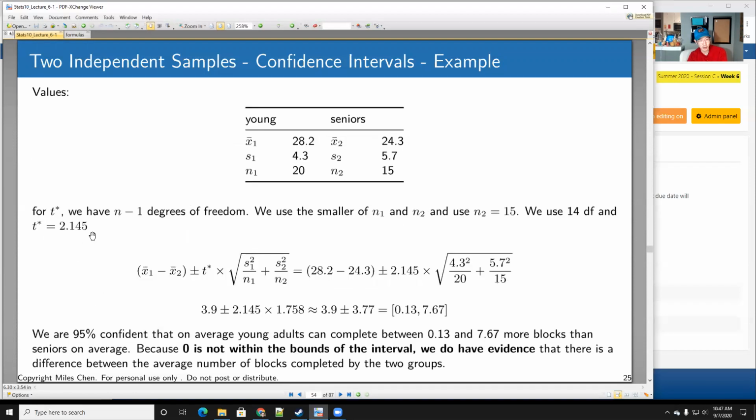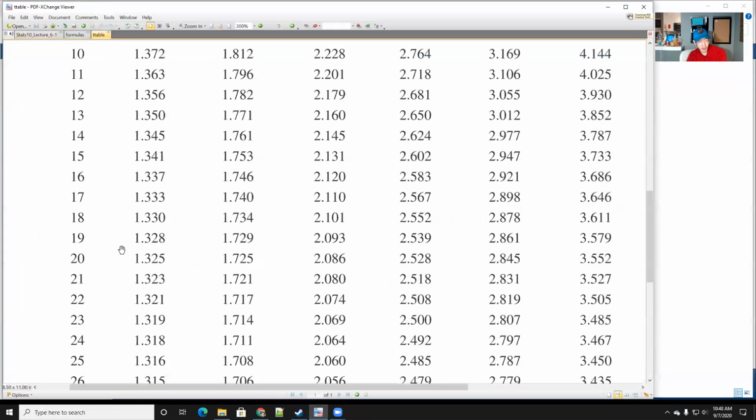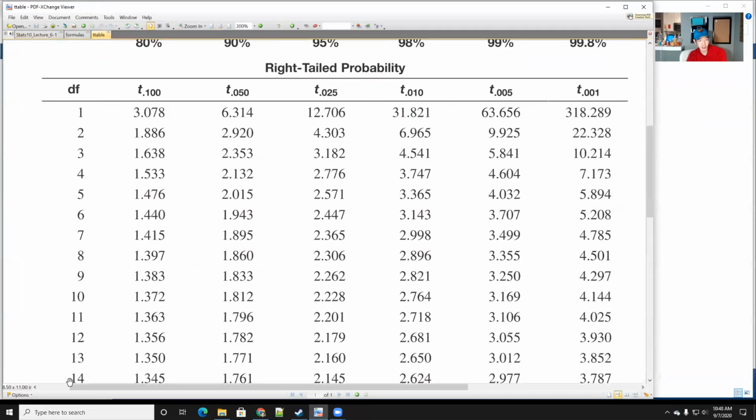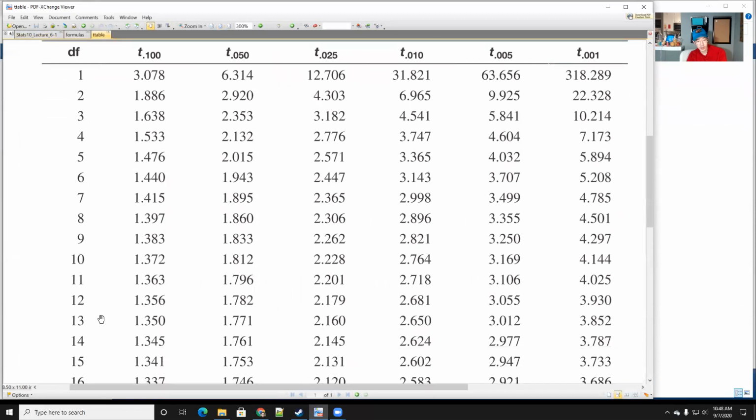So I'm going to just plug these into the formula. To summarize the values from the problem, X bar 1, S1, and N1 are 28.2, 4.3, and 20. And then we have 24.3, 5.7, and 15 for the seniors. When we look up the T star, we have n minus 1 degrees of freedom. We take the smaller sample, 15, and do 15 minus 1, so we're going to use 14 degrees of freedom. If I go to the T table, 95% confidence at 14 degrees of freedom, the number I use is 2.145.